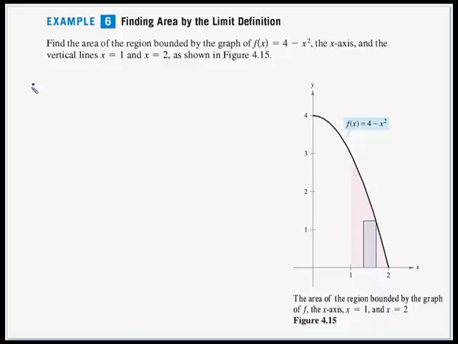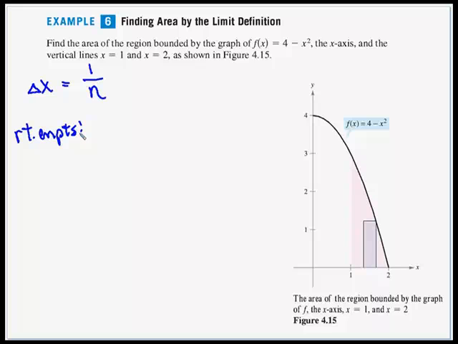So what is our delta x? What is the width of each rectangle? Well, it's just going to be 1 divided by n. Remember, it's b minus a divided by n. B is 2, a is 1, so 2 minus 1 is 1 divided by n. So there's the width of each rectangle. And for this one, we can use right endpoints.